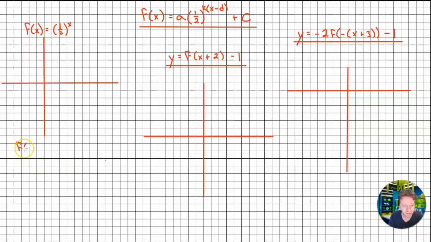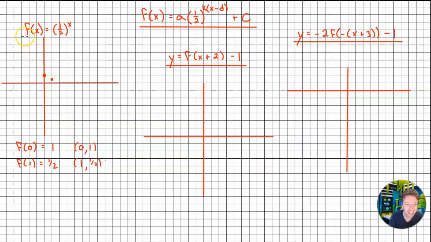For example, we can figure out what f of 0 is. So if we plug 0 in for x, well, anything to the power of 0 is just 1. So our first point is going to be 0 and 1. Let's mark that on our graph. So right here. What about f of 1? If we plug in 1, well, 1/2 to the power of 1 is just 1/2. So another point would be 1 and 1/2. So it would be here.